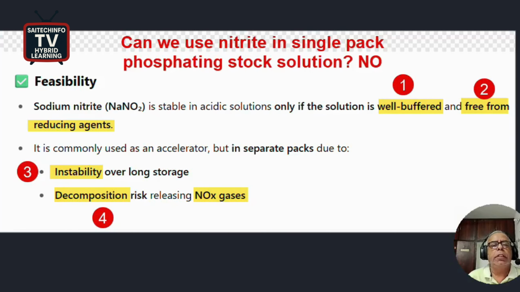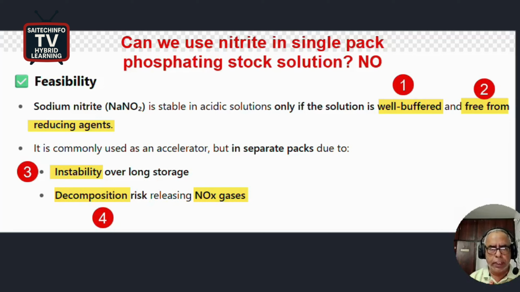Many of my clients ask, why can't we use nitrite, that is sodium nitrite salt, in the single pack phosphating, especially in the stock solution? My clear-cut answer is no. Let me explain why it should not be used.